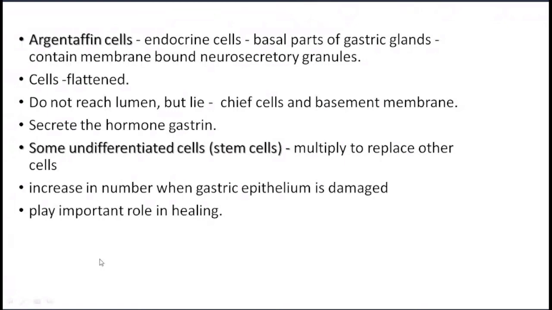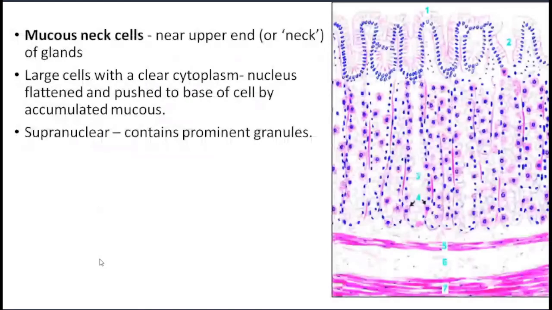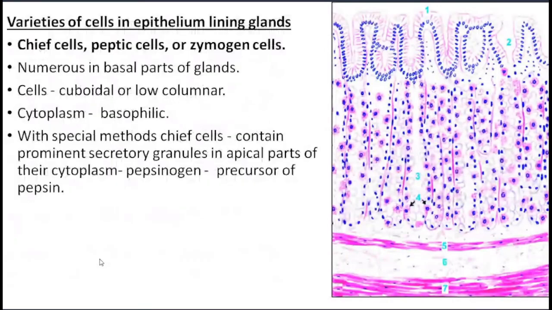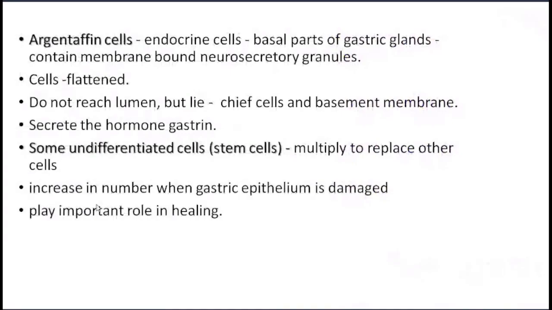So कौन से सेल हो गए आपके स्टमक के इसमें फंडिक पार्ट में? एक तो चीफ सेल्स हो गए और दूसरे हो गए कौन से सेल हो गए? पहले सेल्स थे चीफ सेल्स और पेप्टिक सेल्स and the zymogen cell, then oxyntic or parietal cells, then mucous neck cells, and then argentaffin cells, and there are the stem cells. So these are the cells which are present in the fundic part of the stomach. These are different types of cells in the glands of the fundic part of the stomach.